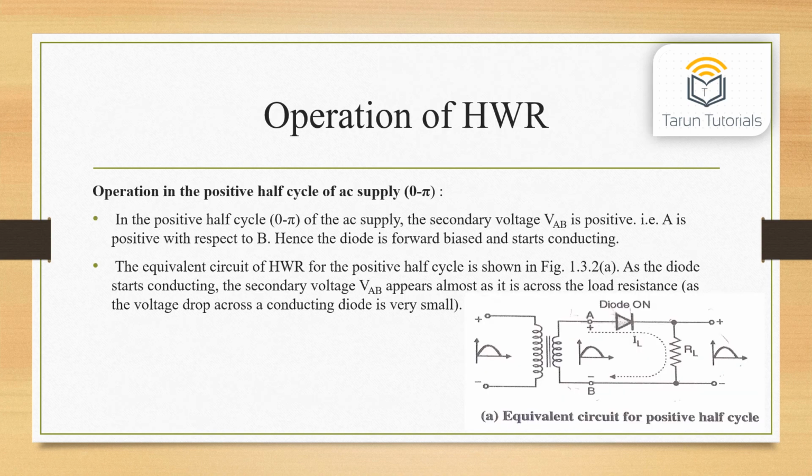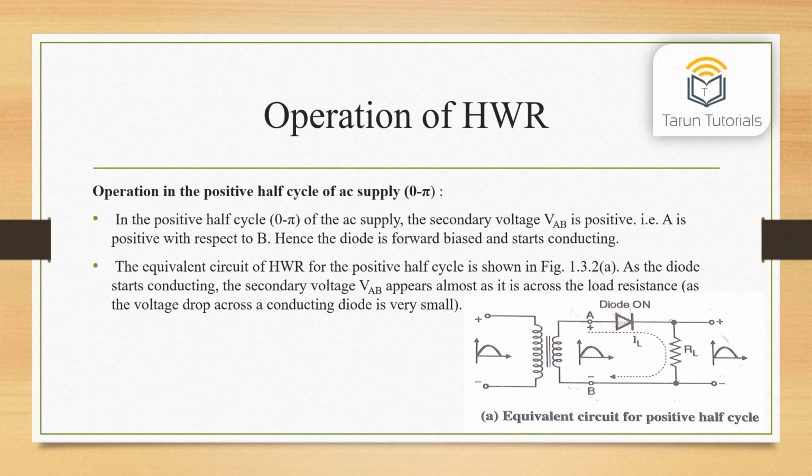Operation of half-wave rectifier. Operation in the positive half cycle of AC supply, that is from 0 to pi. In the positive half cycle 0 to pi of AC supply, the secondary voltage VAB is positive, that is A is positive with respect to B. Hence the diode is forward biased and starts conducting. The equivalent circuit of a half-wave rectifier for the positive half cycle is shown in the figure.